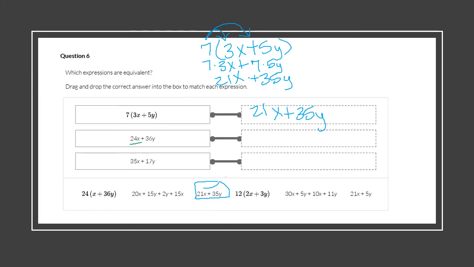Okay, 24x plus 36y. If we look at that one, there's no way to combine those, but there is a way to look and see what goes into both 24 and 36. Well, I know 12 can go into both of those. So if I say, okay, 24 divided by 12, I'm left with 2. And the x just hangs around. And I'm going to pull that 12 out of 36 as well. 36 divided by 12 is 3. And I'm done. The y just hangs out. So I can pull that up here.